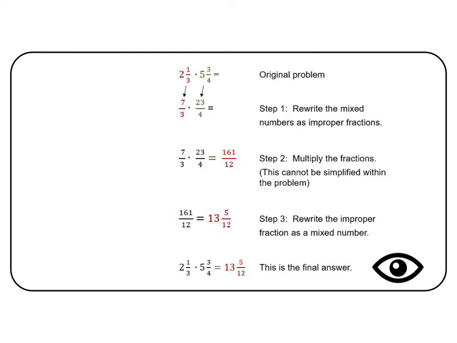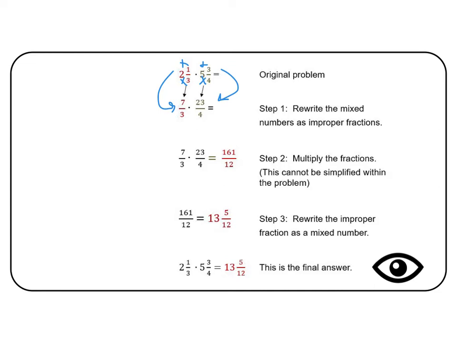So our first step is to rewrite the mixed numbers as improper fractions. In order to do that, we multiply times the bottom and add to the top. So 2 times 3 is 6 plus 1 is 7. That's how we get 7/3. 5 times 4 is 20 plus 3 is 23. That's how we got 23/4.